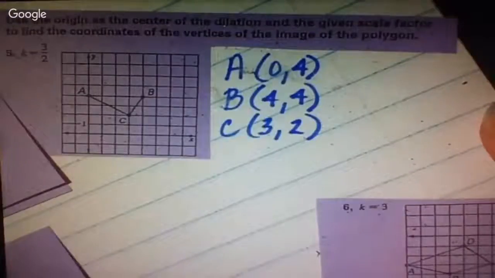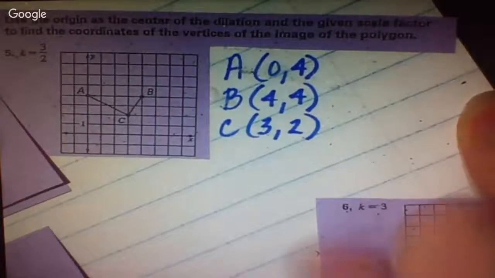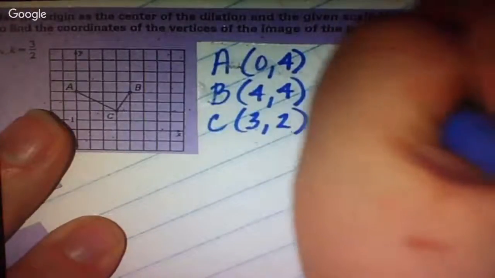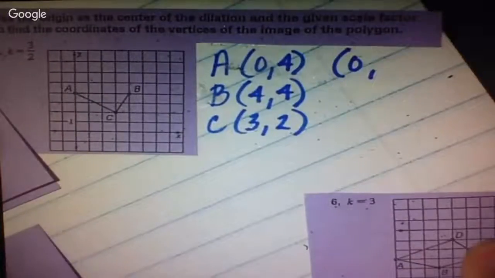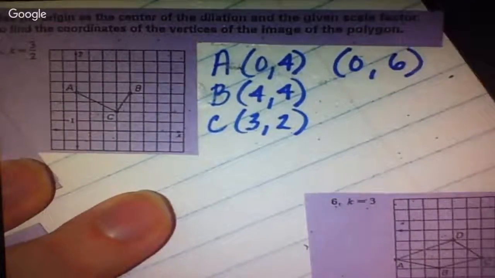So now, to get my new points, I multiply both x and y by 3/2. I'm going to show you the quick and easy way to multiply by a fraction. First things first, 0 multiplied by anything is still 0. To multiply 4 by 3/2, what's 4 times 3? 12. Divided by 2. 6.